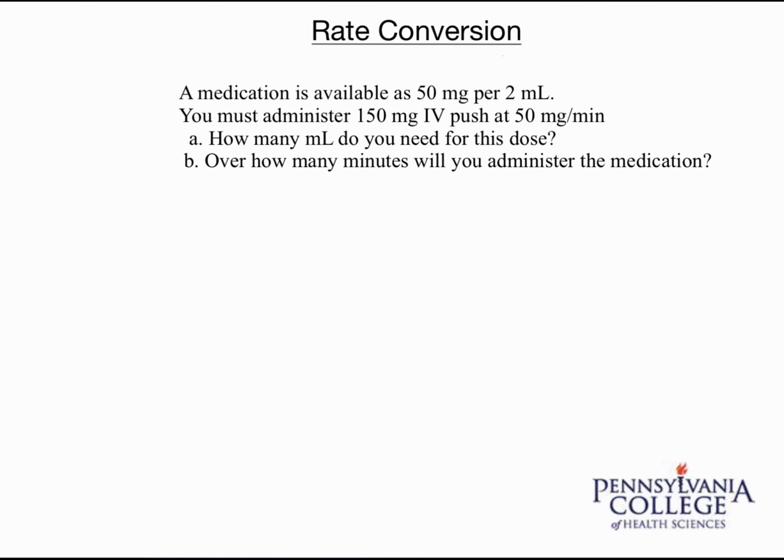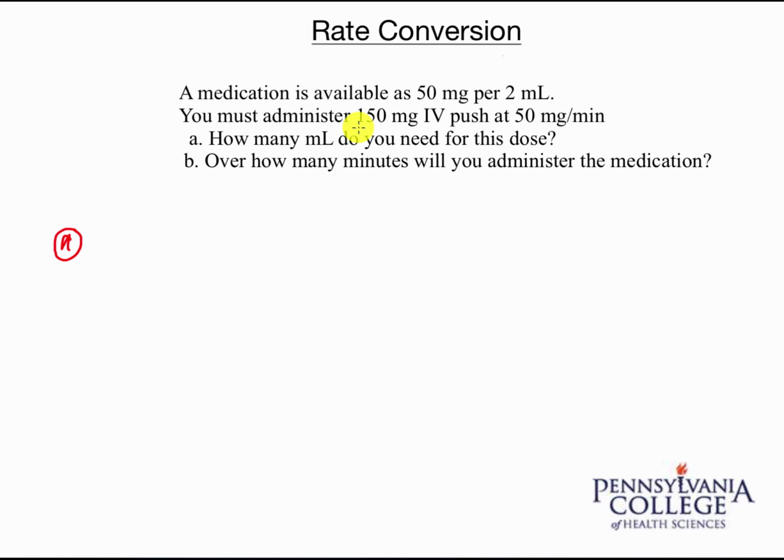In this video, I will be using what's available here to calculate a rate and the amount of medication to administer for an IV push. We are told that medication is available 50 milligrams per 2 milliliters. We need to administer 150 milligrams IV push, and that needs to be administered at a rate of 50 milligrams every minute. The first part of this question is asking you how many milliliters do you need for this dose.